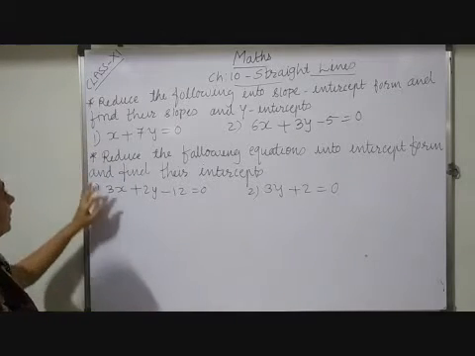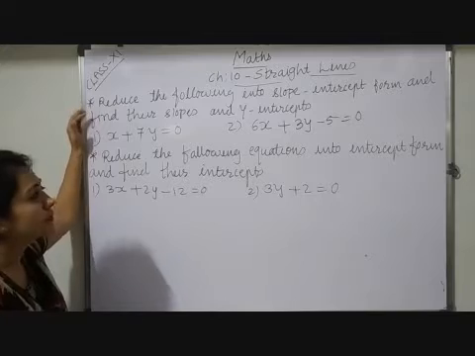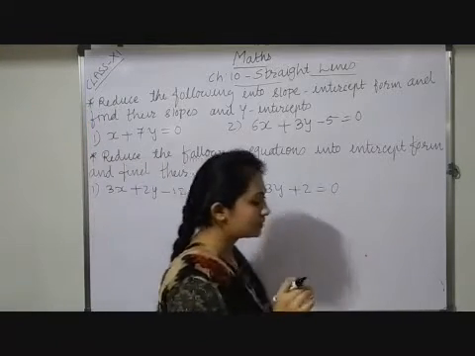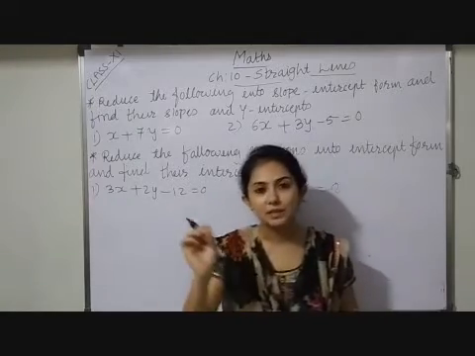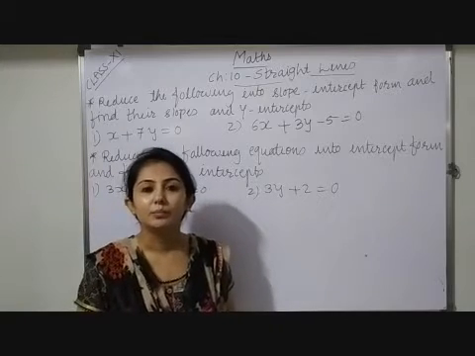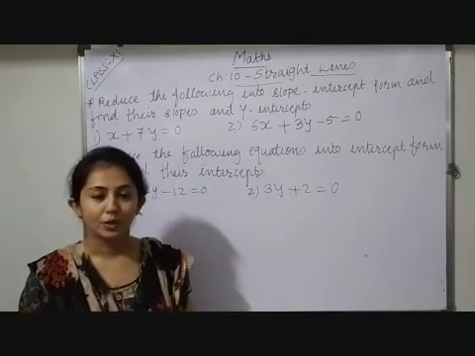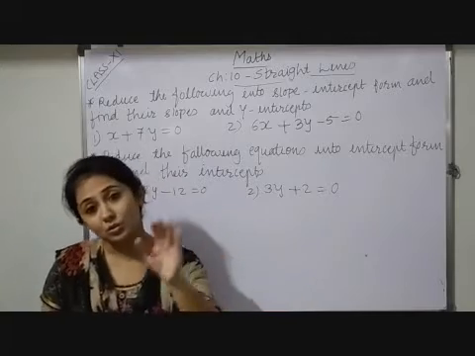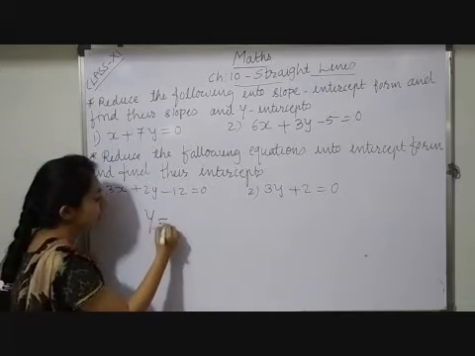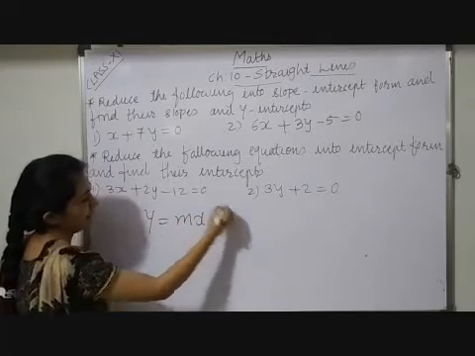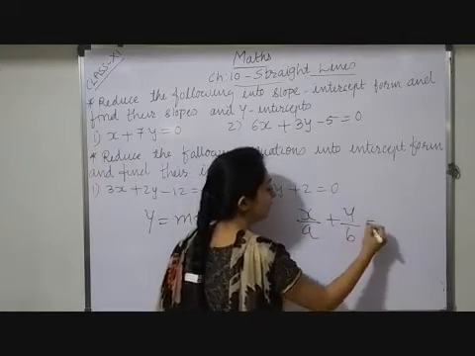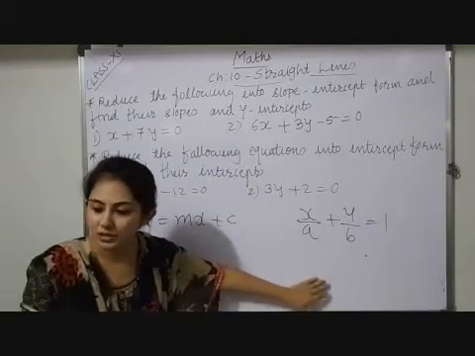Children, here I will discuss how to reduce the given equations into slope-intercept form. Mostly students get confused between slope-intercept form and intercept form. But you have to remember the general form of slope-intercept form and also of intercept form. Slope-intercept form is y = mx + c, and intercept form is x/a + y/b = 1. But this one I will discuss later.